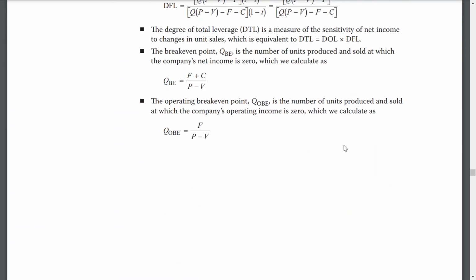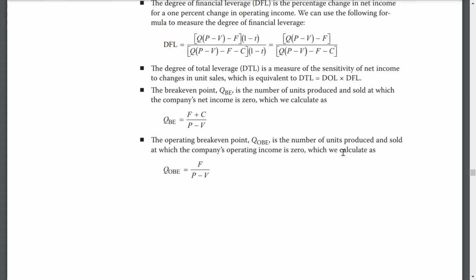The degree of total leverage, DTL, is the measure of the sensitivity of net income to changes in the units sold, which is equivalent to such. The break-even point, QBE, is the number of units produced and sold at which the company's net income is zero, which we calculate as such. The operating break-even point is the number of units produced and sold at which the company's operating income is zero, which we calculate as such.